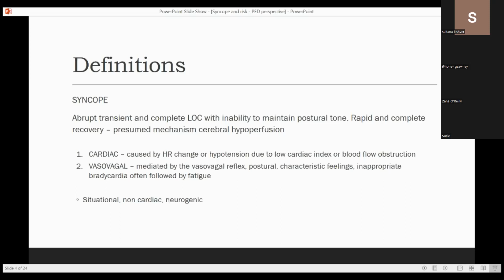The other is vasovagal syncope, mediated by the vasovagal reflex, and typically it's postural. You get a few seconds of a sort of characteristic feeling, like a hood coming across you, like a dark shadow coming across your eyes, sometimes some speckled vision, feeling like you're a bit dizzy, not being able to get some words out, sometimes some hearing change. Then what you can prove in people is inappropriate bradycardia, a fall, and often these children or adults, adolescents, young people are quite tired for some amount of time afterwards, but they are not confused. So they don't remember the event, but they're not confused.